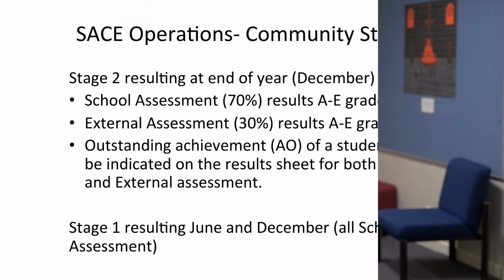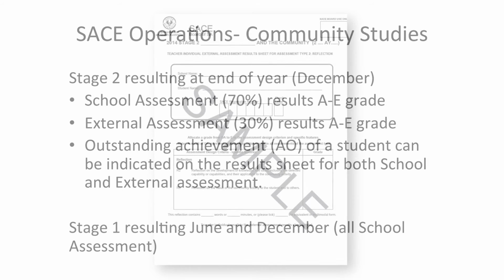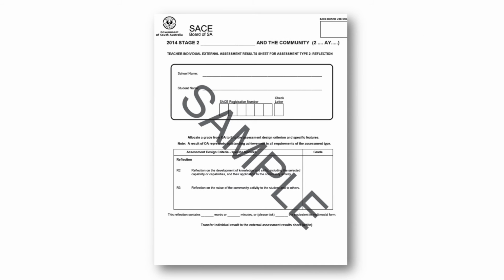Stage 1 resulting occurs in June and December and is 100% school assessed. Ensure you refer to the key documents for Stage 1 resulting, which are shown on the screen. Teachers need to refer to the Community Studies subject operational information in order to know the schedule for when material is required for external assessment and moderation purposes. At Stage 2, teachers will mark all student reflections and record results for the external component. It is important that teachers do not reveal these results to the student, as they are then marked by SACE Board appointed markers to ensure consistency of assessment across the state.